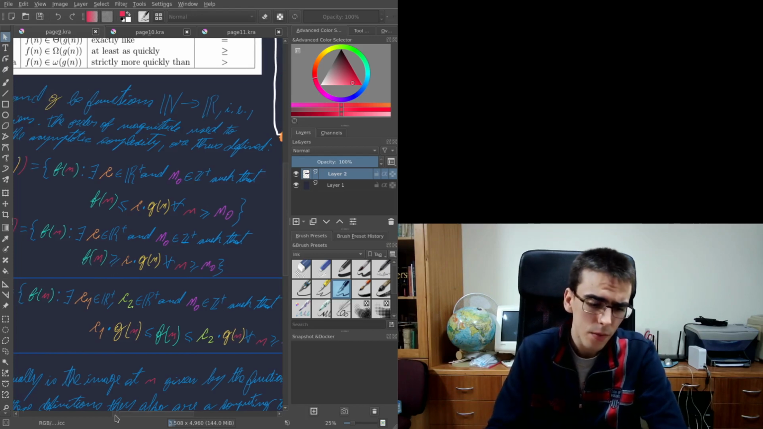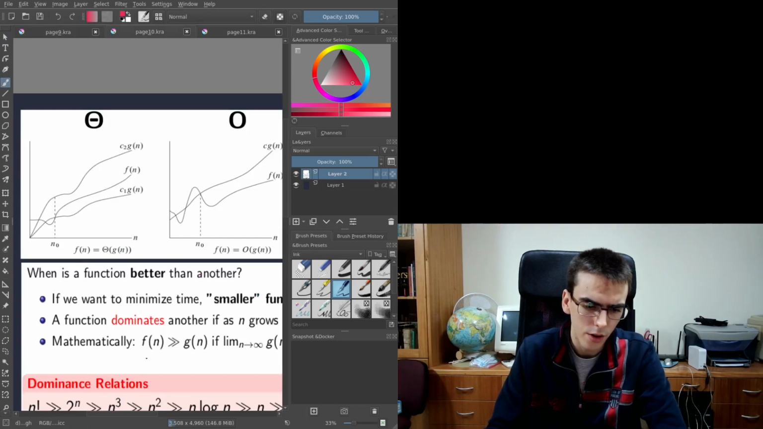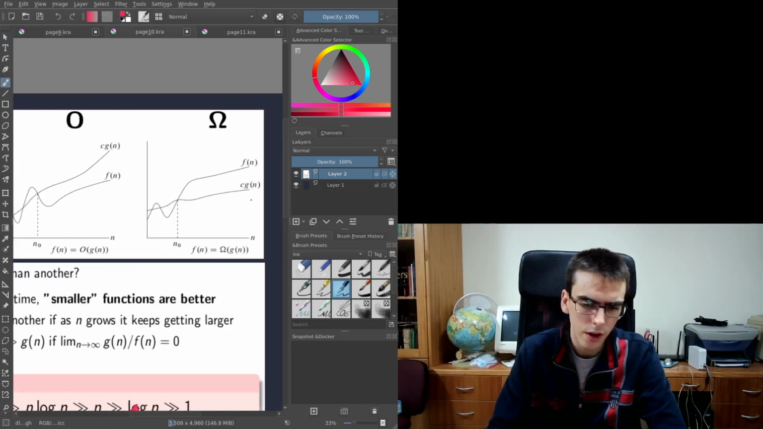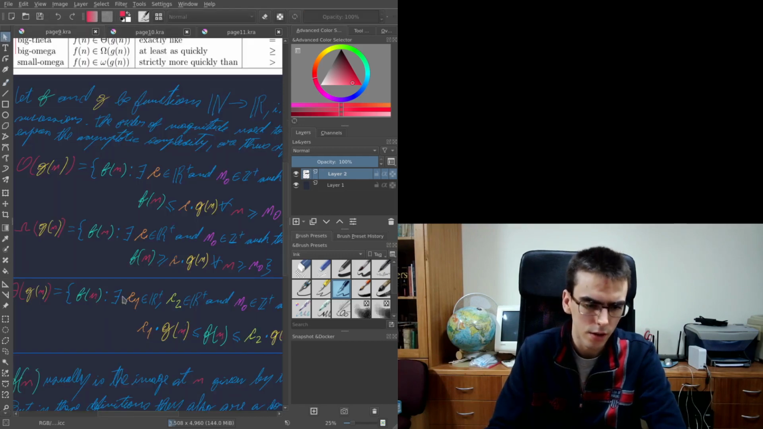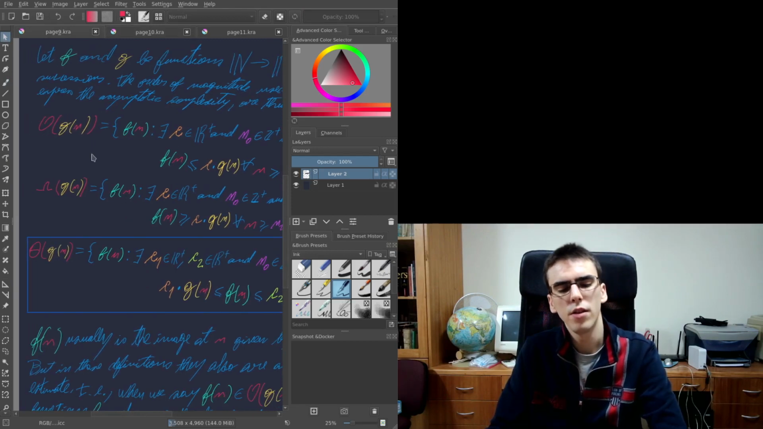Okay? So note, this is the function g, and it is being always, as you can see here in the graph for big omega, function g is always smaller than the function f, so the big omega is a lower bound, okay? Just to make that clear. As for the big theta, it's basically a mix of these two, right?